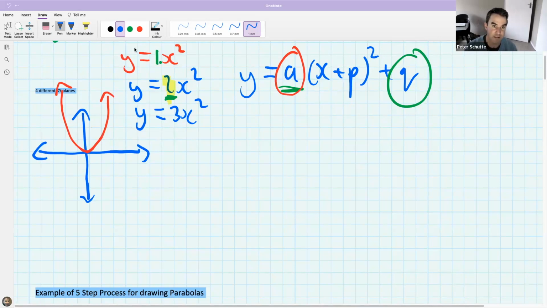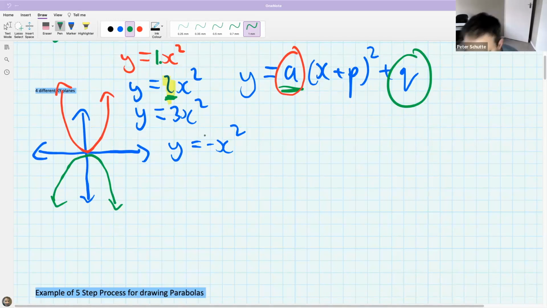If it's a negative, yeah. So if it was y equals minus x squared, it would be an unhappy graph like that. Oh, okay. And yeah, that's a good observation. So we're going to learn a lot about that today.